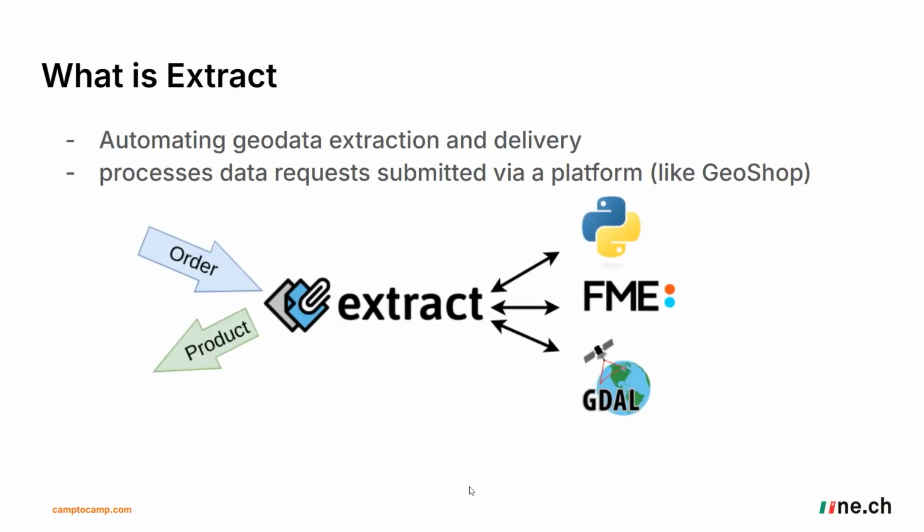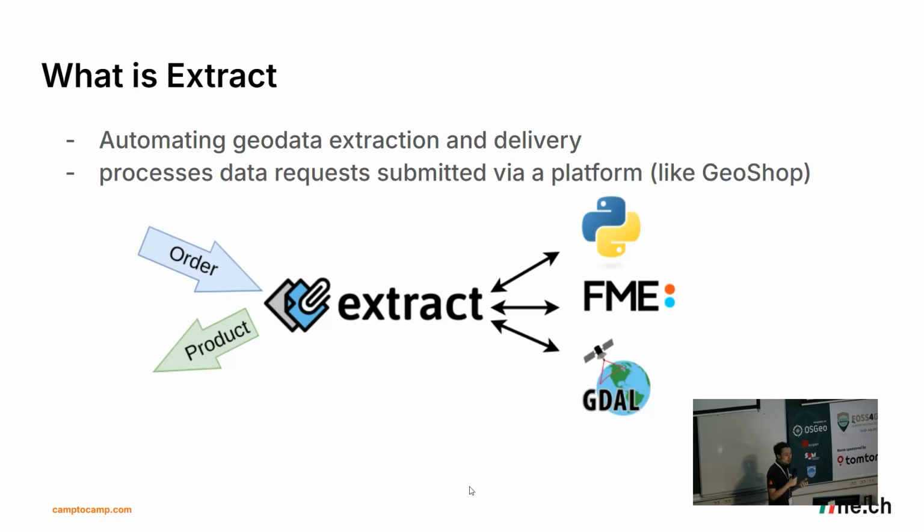Yeah, what exactly is this Extract? Extract is used for automating the extraction, as the name says, of the geodata and delivering it back to the GeoShop. So as Stefan said, there can be multiple Extracts for one GeoShop, but one Extract is always linked to one GeoShop, usually.